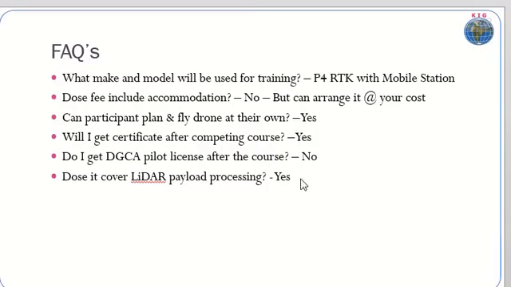Question: does it cover LiDAR payload data processing? Answer: it will cover LiDAR payload data processing. The processing software is very identical for the photogrammetric point cloud and LiDAR point cloud. You will learn how to process the LiDAR data and the difference between photogrammetry and the LiDAR point cloud data.